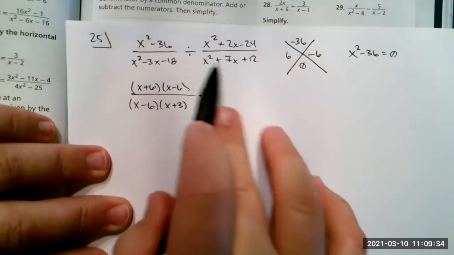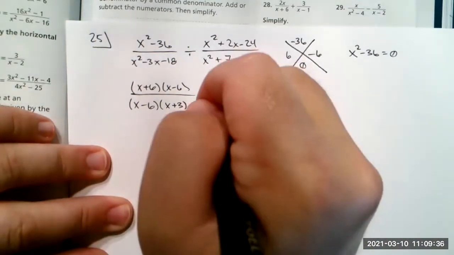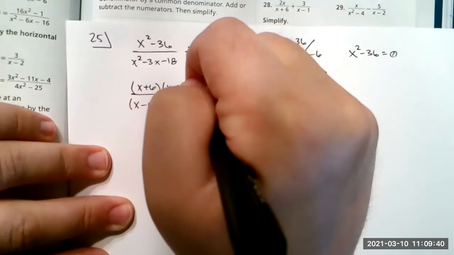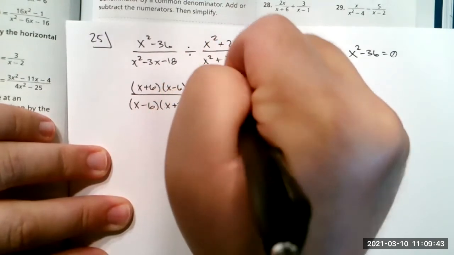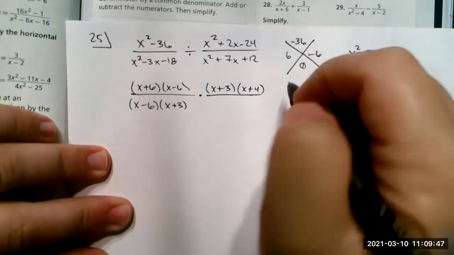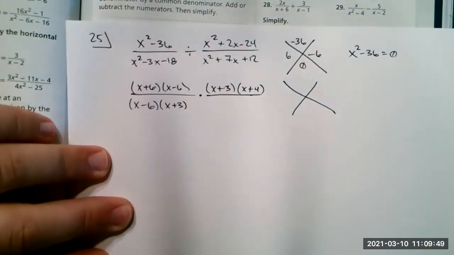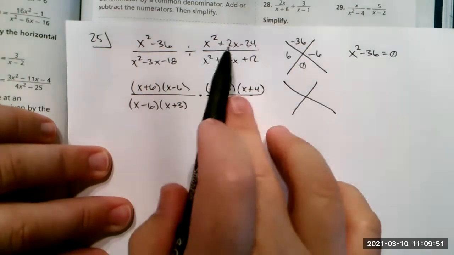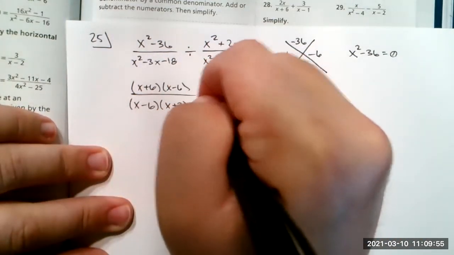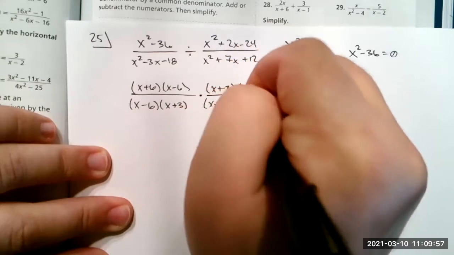So my old denominator is going to be the new numerator. So I'm going to factor that denominator. That's going to be 3 and 4, x plus 3 times x plus 4. All I'm doing is this in my head. And then the old numerator becomes the new denominator. So that's going to be x plus 6 times x minus 4.